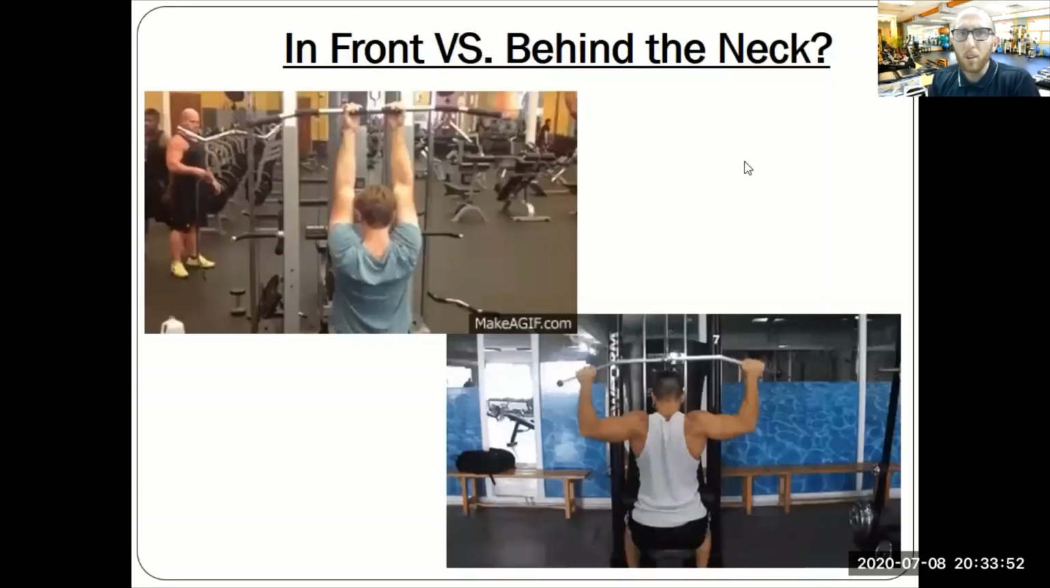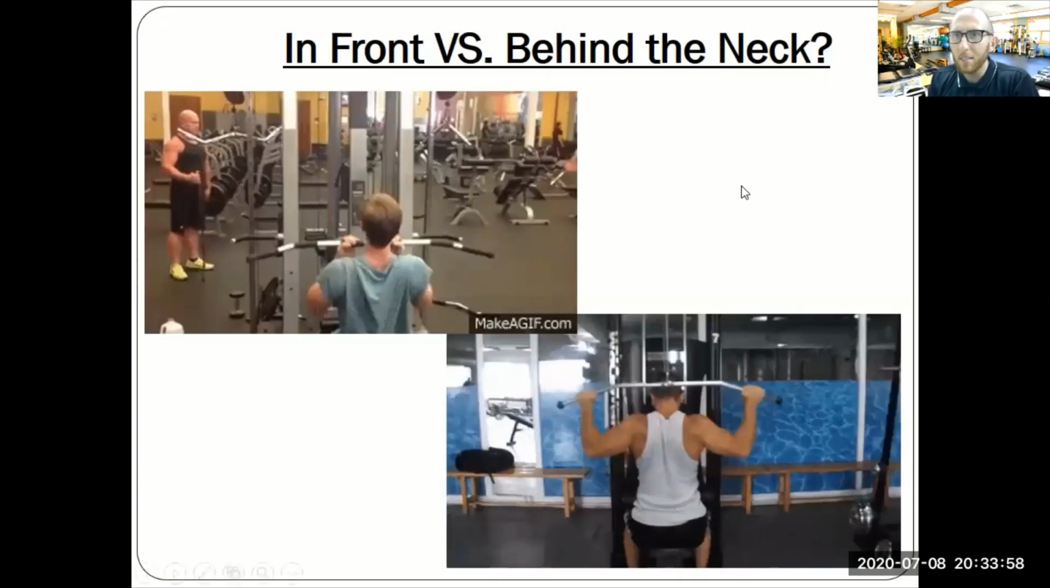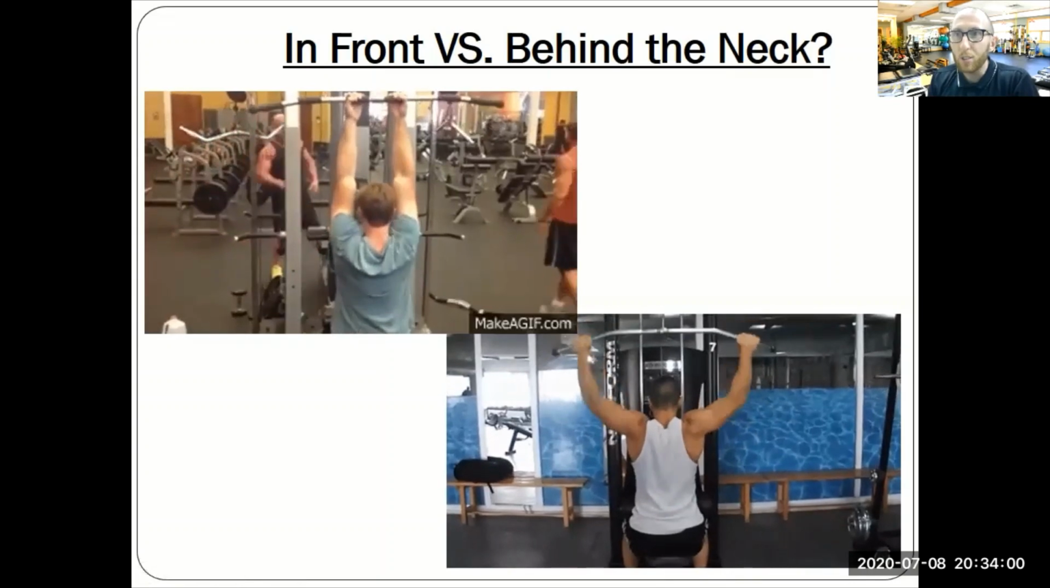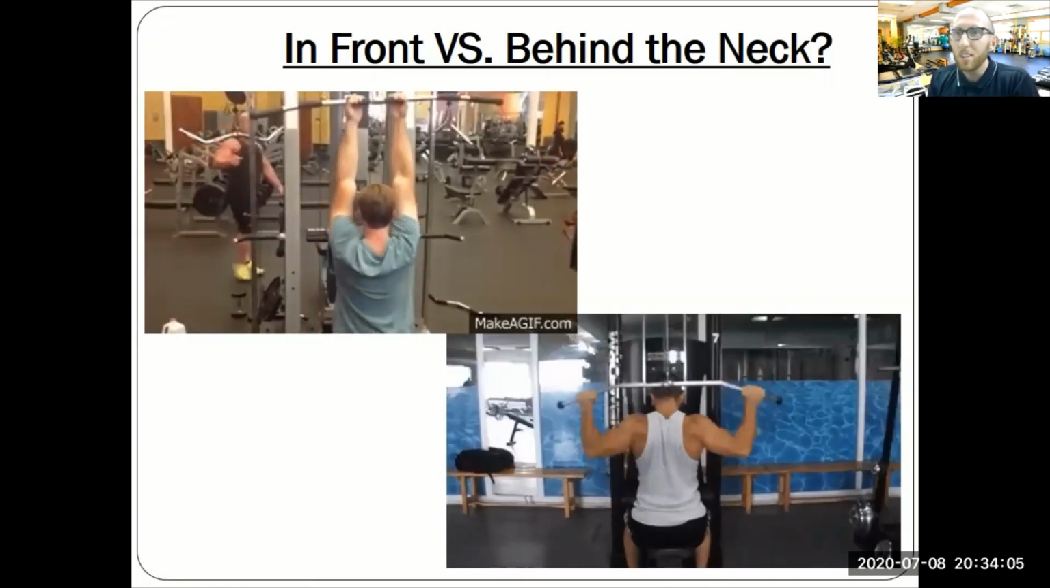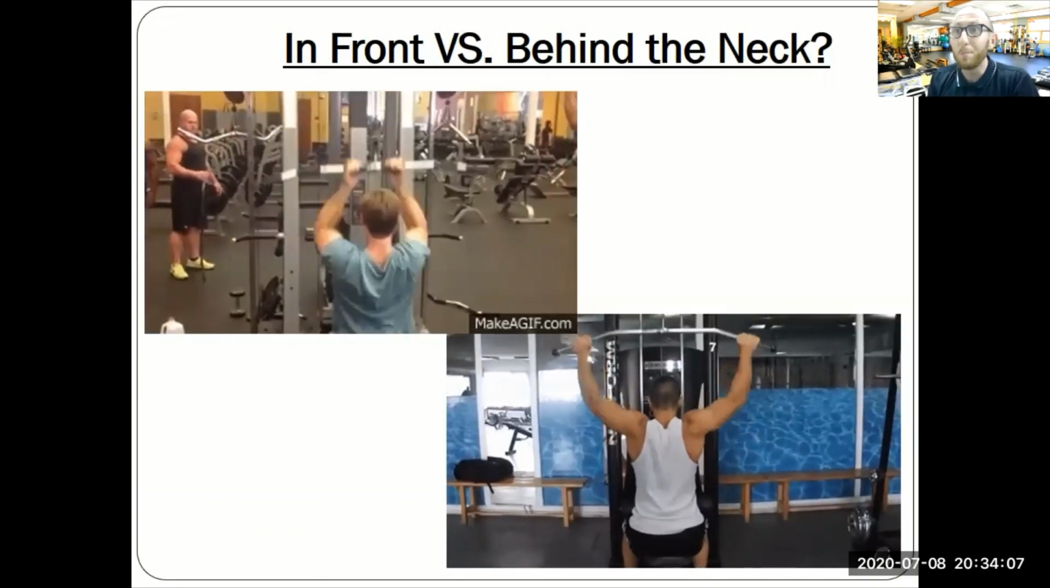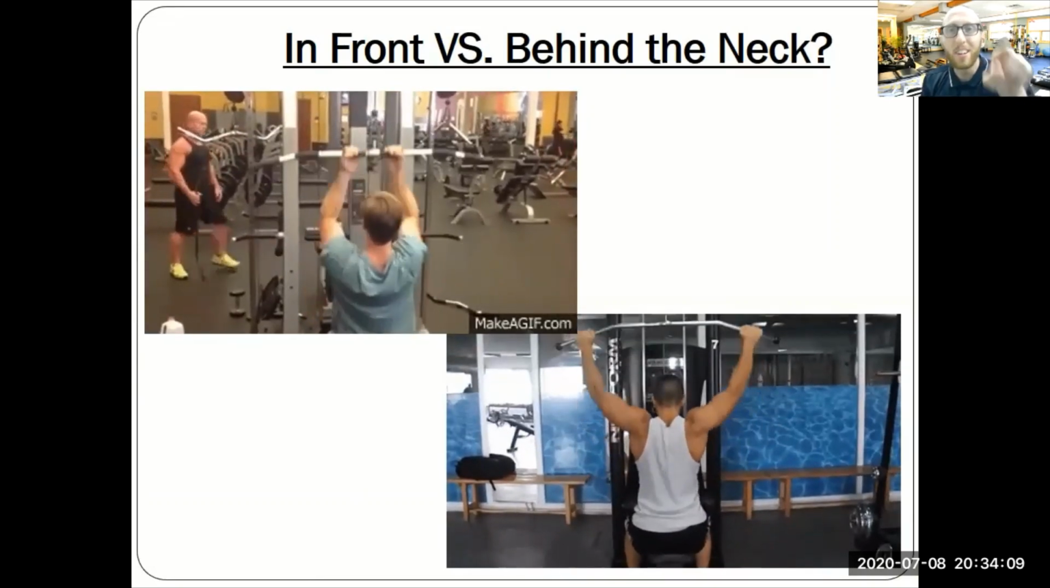Question for your small groups: should you go in front of the body when you're doing a lat pull down or behind the neck? Here's 2 examples of it. You guys research it. You tell me what is best for your clients.